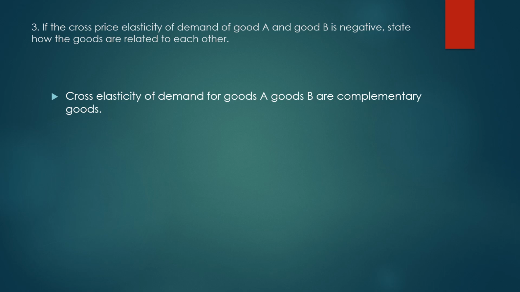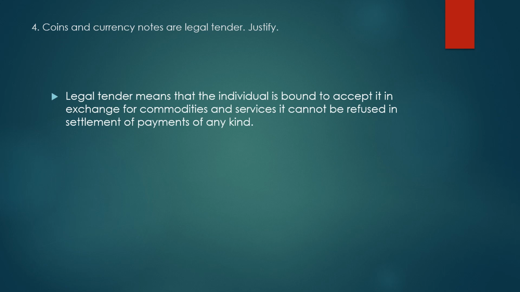Next, if the cross price elasticity of demand for good A and good B is negative, state how good A and good B are related to each other. Now see, if the cross price elasticity of demand for good A and good B is negative, then they are complementary goods. Okay, next: coins and currency notes are legal tender, justify.